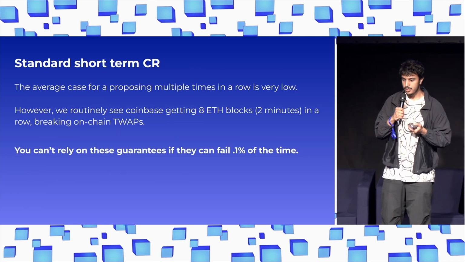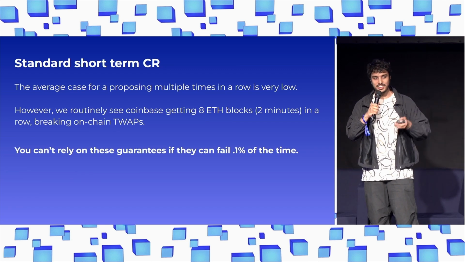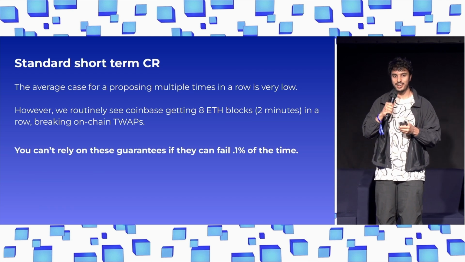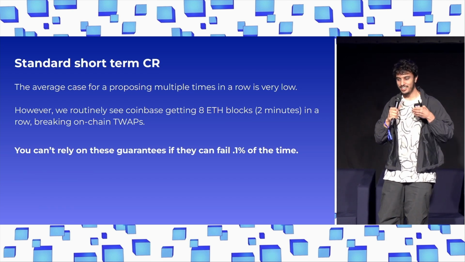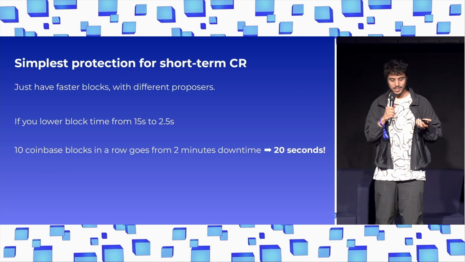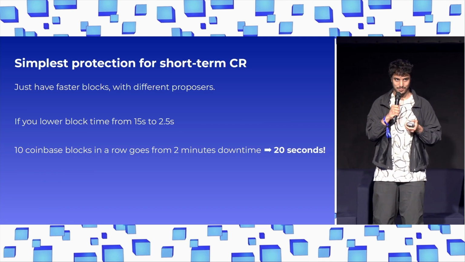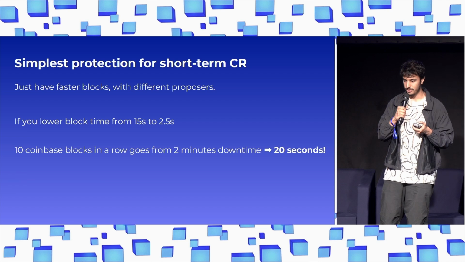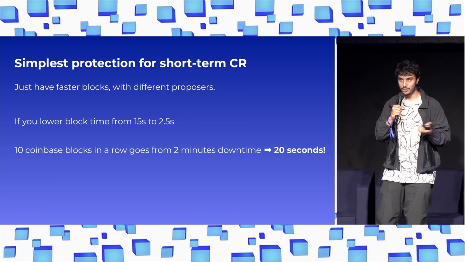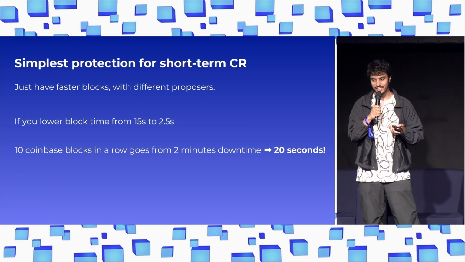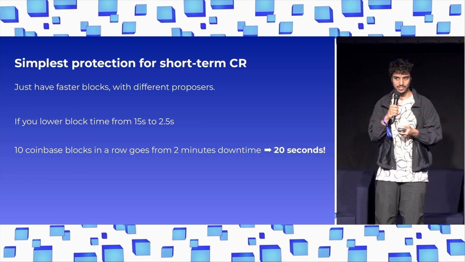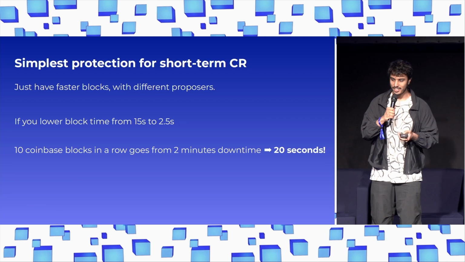So, yeah, I'm going to skip this. You need to parameterize around what will be safe, even in the tail cases, like 0.1% of the time. So the simplest protection you have is to make faster blocks and design blockchains that get you all your decentralization with this preserved. So in Ethereum, if you lower block time from 15 seconds to 2.5, very standard across Cosmos now, then 10 Coinbase blocks in a row takes it from 2 minutes of downtime to 20 seconds. Coinbase being Coinbase the company.